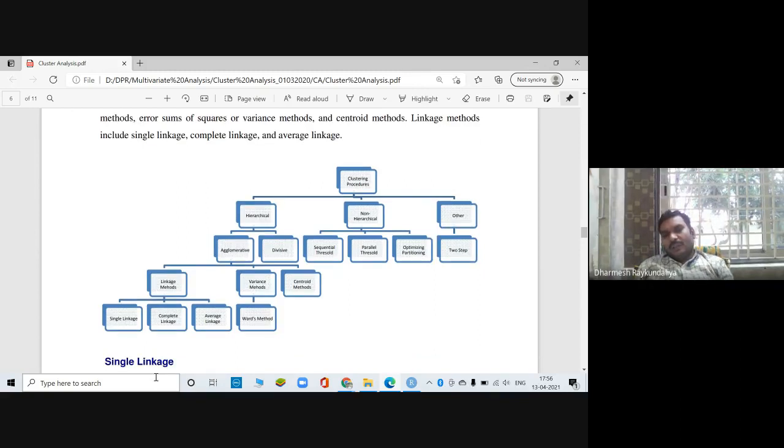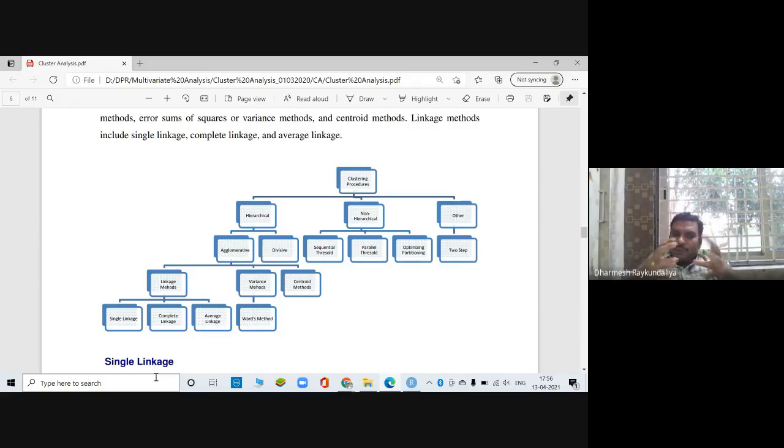The hierarchical method in agglomerative form is that we start with each object as a cluster, and then every time you calculate the distance, and based on the smaller distance or the linkage method, we fuse the clusters. Finally, the process continues until all belong to a single cluster. In the divisive method, we start with a single cluster and split the cluster in such a way that each object becomes a cluster.